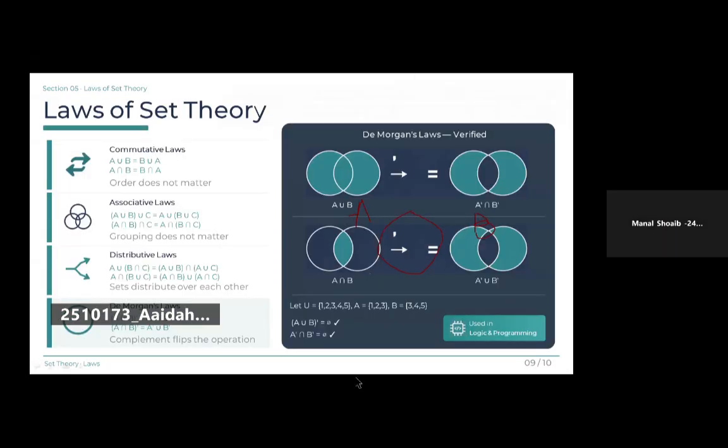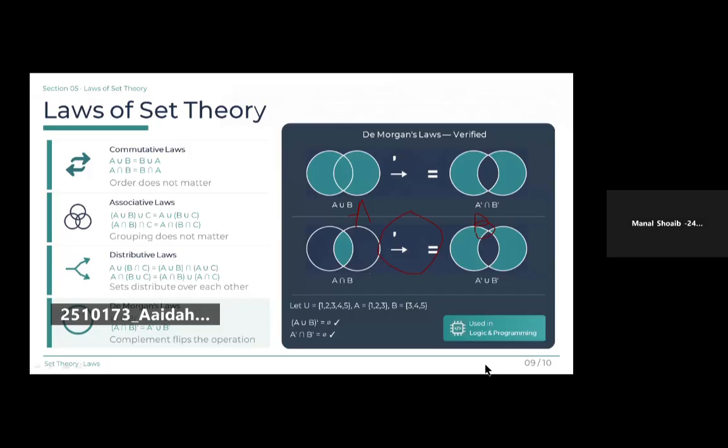Assalamu alaikum. My name is Manal Fib, and today I will tell you about laws of set theory. First is the commutative law. It means that the order of sets does not matter. For example, A union B is same as B union A. If we combine set A and set B, the answer will be the same even if we type B first.